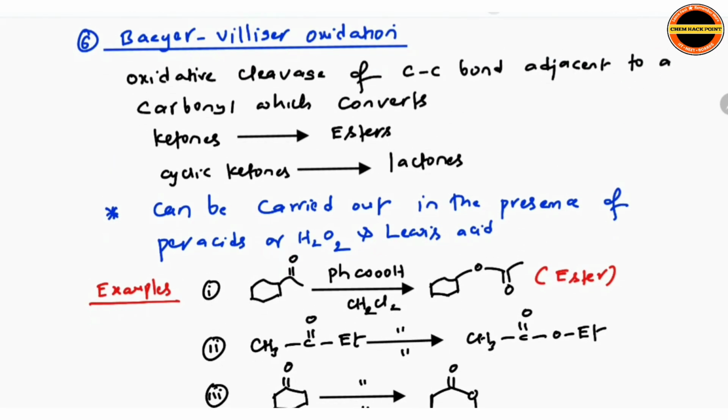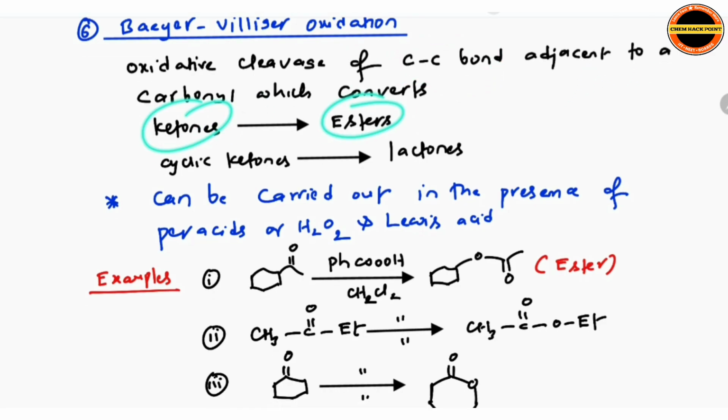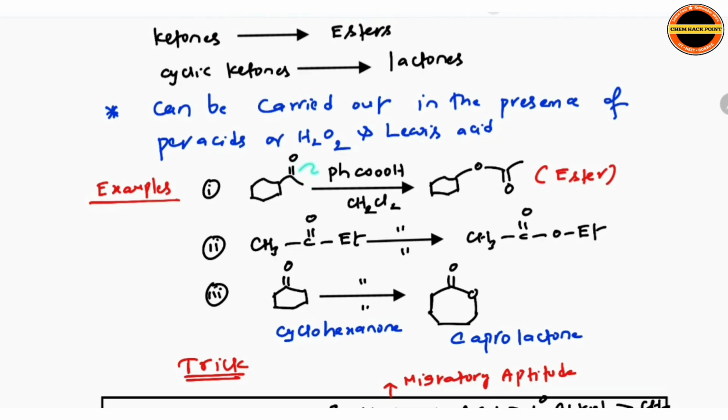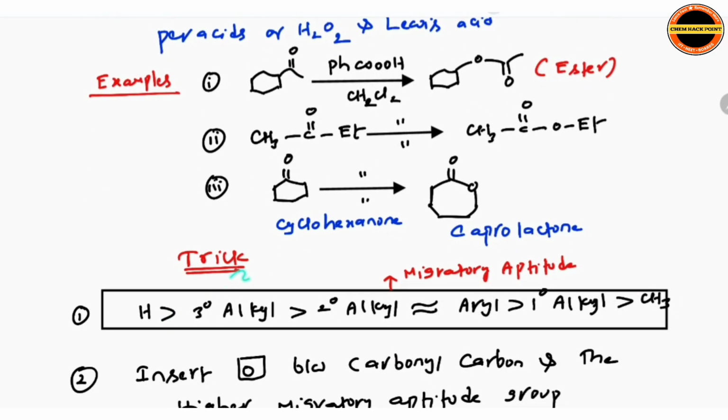What are we doing overall? The adjacent C-C bond to the carbonyl group is cleaved, which converts ketone into ester. Before going to that, let's look at migratory aptitude. We will discuss the mechanism of Baeyer-Villiger oxidation later in the upcoming aldehydes and ketones chapters. Presently, just remember the trick.